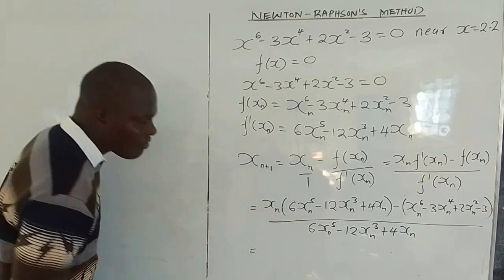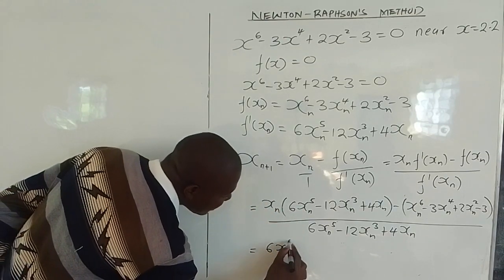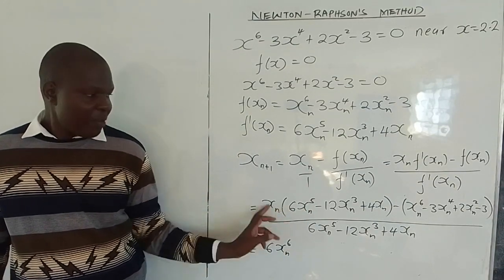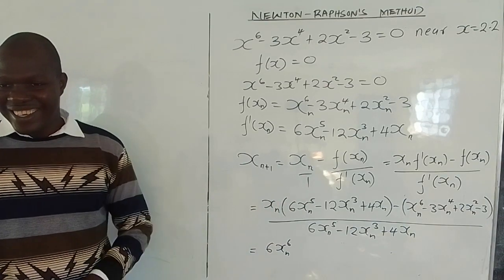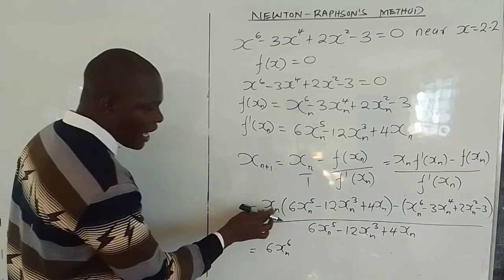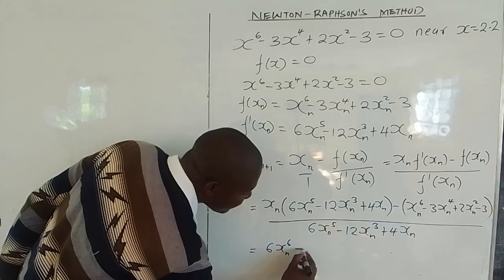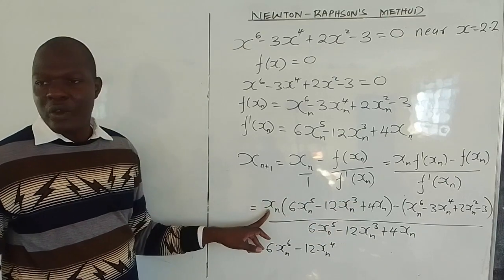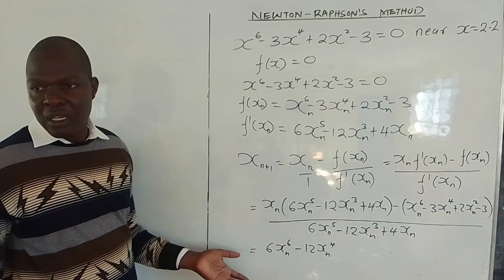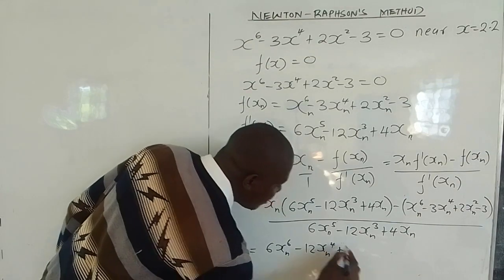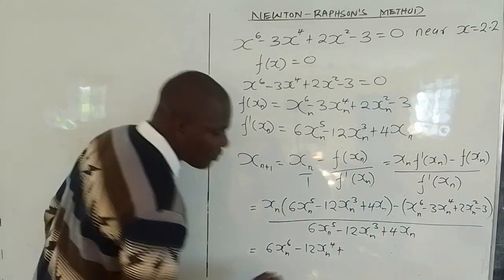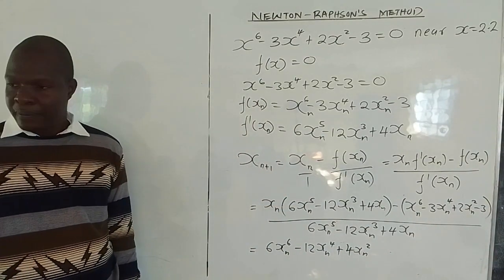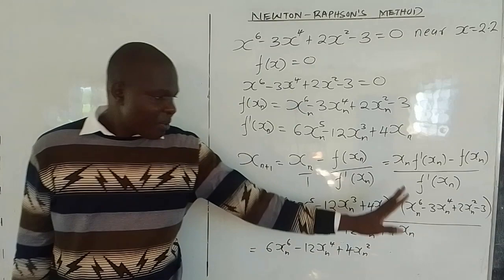Xn times xn raised to power 5. So we have 6 xn times xn raised to power 5. So you get 6, laws of indices: same base and multiplication sign, you add the powers, isn't it? Yes. So xn raised to power 6, xn times xn cubed, you get minus 12 xn raised to power 4, because it is cubed and you are multiplying by 1 more. Then the other one plus 4 xn times xn, 4 xn squared, isn't it? Are we together? So you have opened the first bracket.